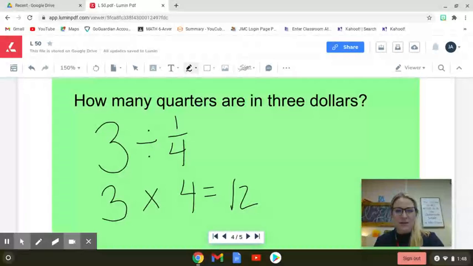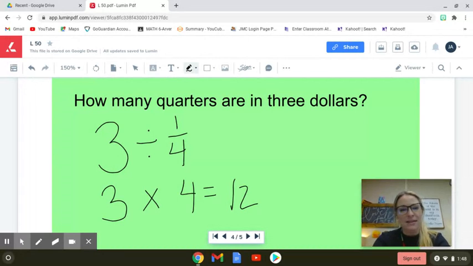Let's make sure that this is a reasonable answer. 12. What are they really asking us? How many quarters are in $3? 12 quarters in $3. Well, 4 quarters in $1, 4 quarters in another, 4 quarters in the third. Yeah, that's reasonable. That's correct.